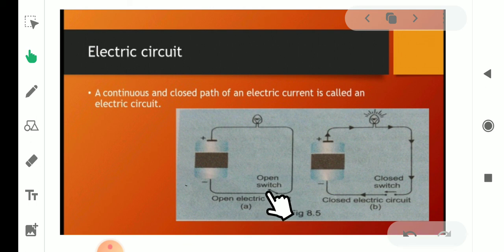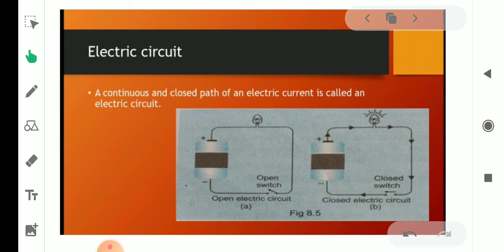It is called an open switch, where the positive terminal is connected to the bulb, the other terminal of the bulb is connected to the switch, and the other terminal of the switch is connected to the negative terminal of the battery. But here the path is not continuous, because there is an open switch where there is no connection. In the second figure, the switch is closed, where there is a connection between the two terminals. So here the electric current is present.